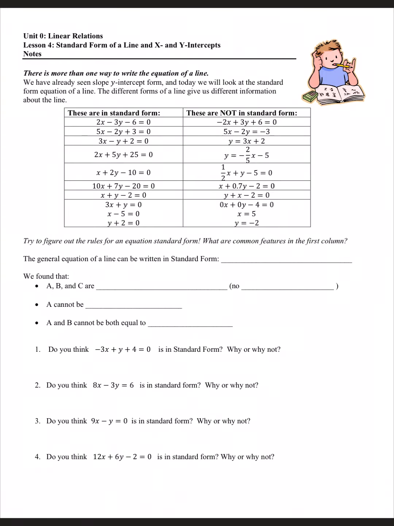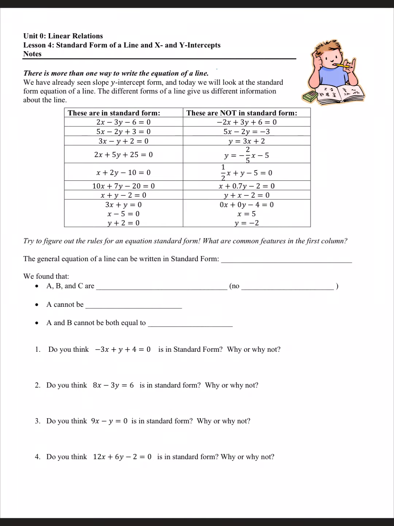Hello everyone, today we're looking at Unit 0, Lesson 4, the standard form of a line and the x and y intercepts. Okay, so we're going to look at what's the difference between that y equals mx plus b form we've already learned with this new form called standard form. So if you look at this table, there's more than one way to write the equation of a line.